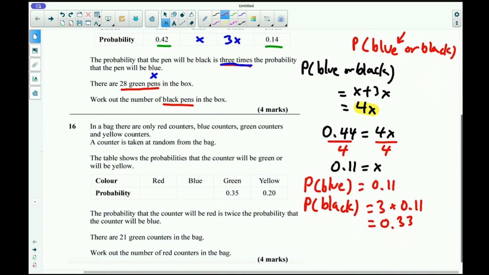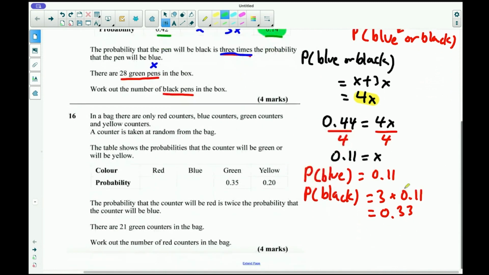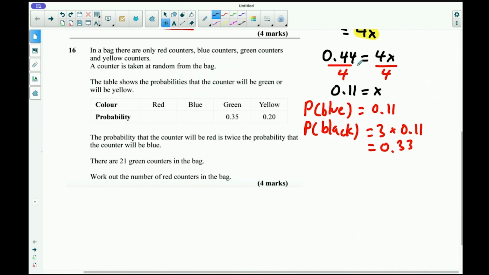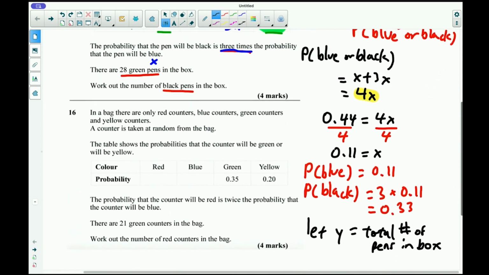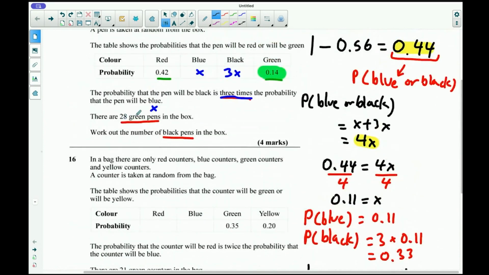If we take a look at green, the probability is 0.14. Let me go ahead and explain what I'm doing here. Let Y equal the total number of pens in the box. So the total number of pens in the box is going to be Y, but we know that 14% of the total pens has to equal 28.